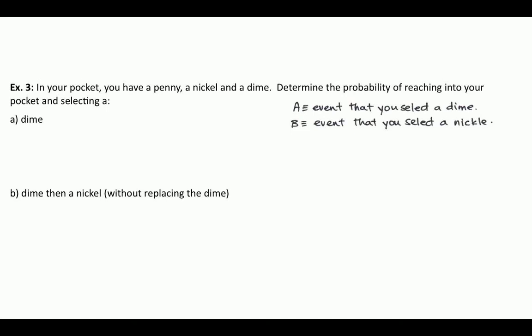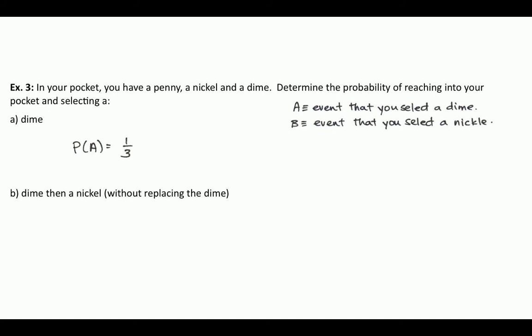And we know that our next question is going to be, what's the probability of selecting a dime and then a nickel without replacing the dime? So we're going to define both events. A is the event that we select a dime, because that's what we're going to do first. And then B is the event that we select a nickel. That's what we're going to do second. So the probability of A is just 1 over 3. So you reach into your pocket and you select a dime.